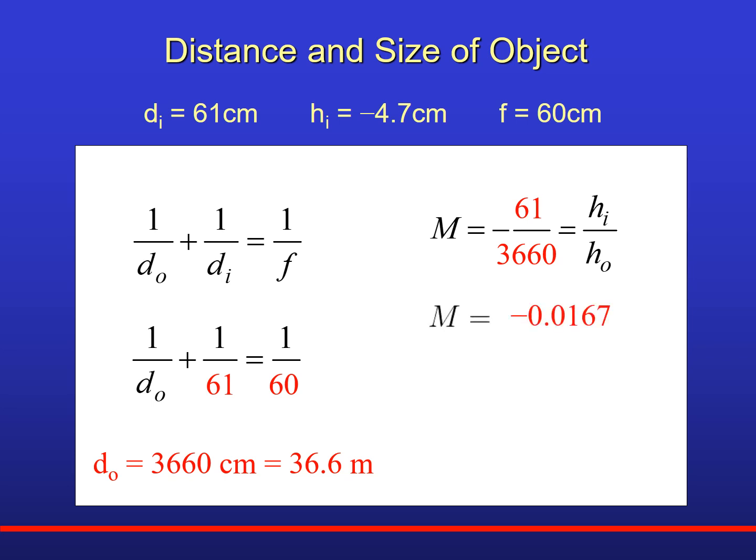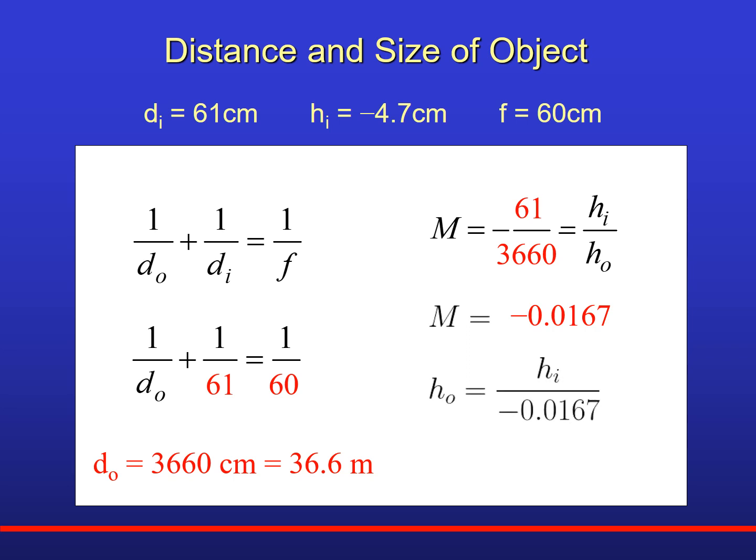Magnification minus 0.0167. Very tiny. You don't think of that as magnification, but that's the definition, because the image you're looking at is much smaller than the actual tree. So you get a very small number. It's negative because it is a real image. It's inverted.